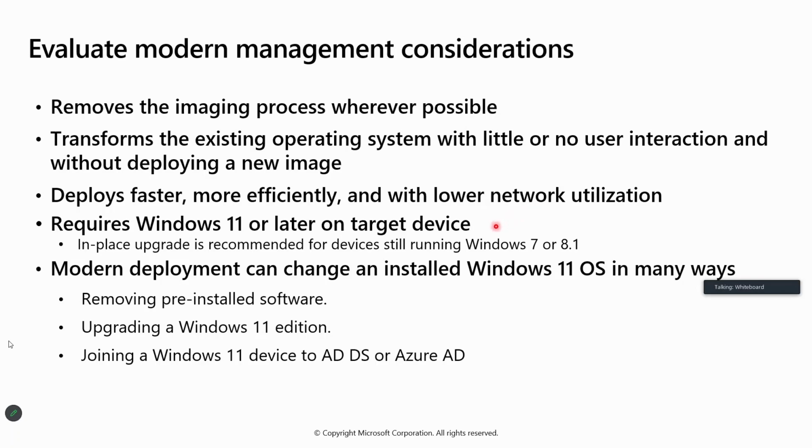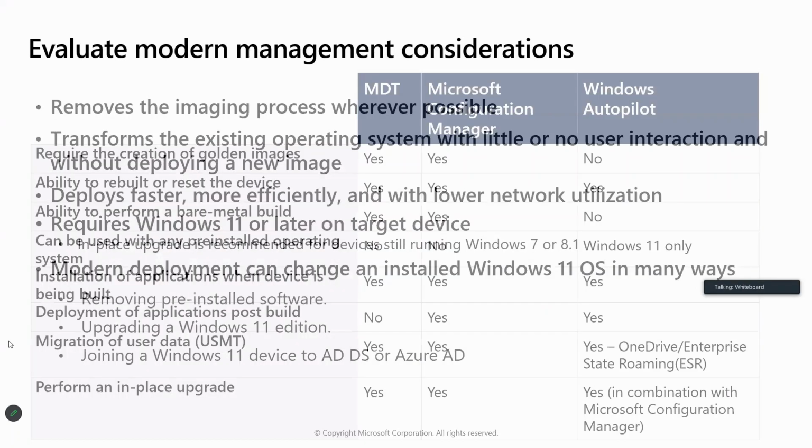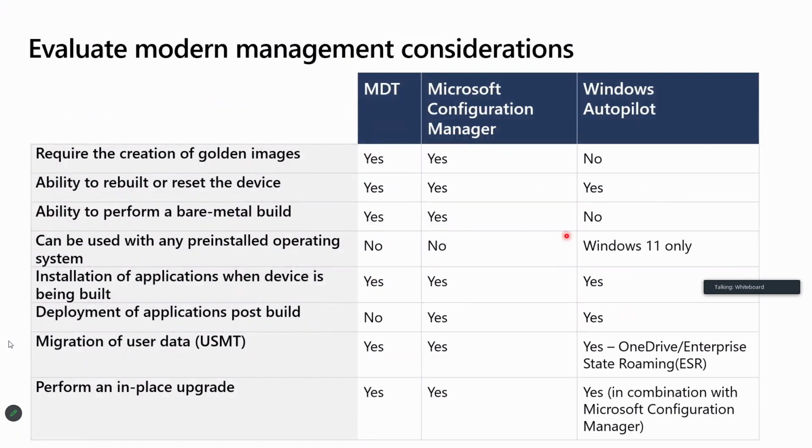Okay, requires Windows 10 or later on a target device. In-place upgrade recommended for devices still running 7 or 8.1. In other words, in-place upgrade, upgrading it to Windows 10 or Windows 11. Modern deployment can change and install Windows 11 OS in many ways. So I can remove pre-installed software, we can upgrade a Windows 11 edition, we can join a Windows 11 device to ADDS or Azure AD. A little bit of repetition there, we've covered that off already. And that slide over here is a little bit of a summary of what we've covered off.